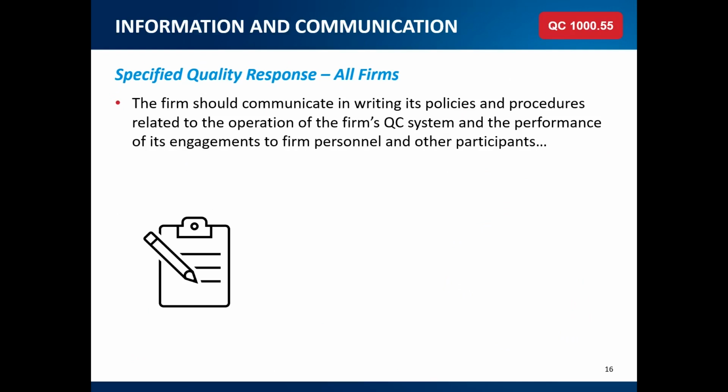The first part of the specified quality response is that the firm communicate in writing its policies and procedures related to, number one, the operation of the firm's QC system, and number two, the performance of its engagements to firm personnel and other participants. QC 1000 does not prescribe any specific format, for example, narrative, flowchart, or other forms, that the firm needs to follow when communicating its policies and procedures.